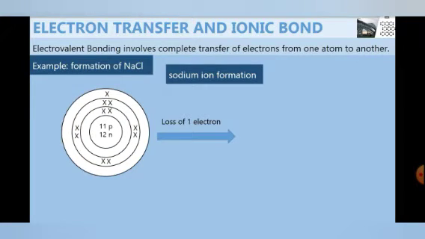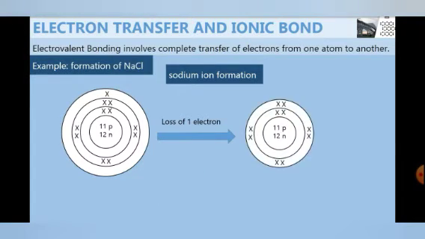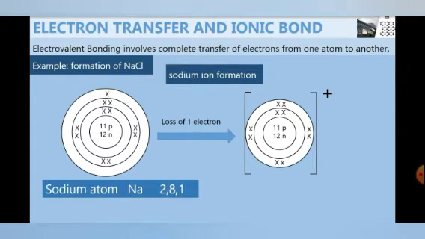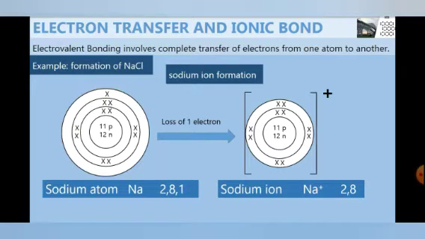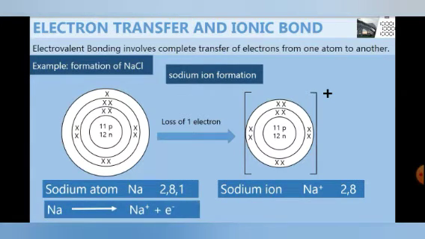First, a sodium atom that has 3 energy levels and electron arrangement of 2, 8, 1 loses an electron in order to form sodium ion that has a positive charge. I'm sure you remember how to calculate the charges. This kind of change is represented by the following equation, where sodium forms a sodium ion by losing an electron.